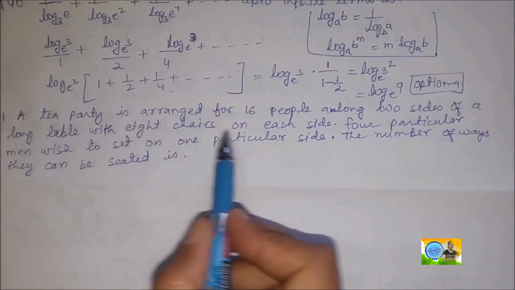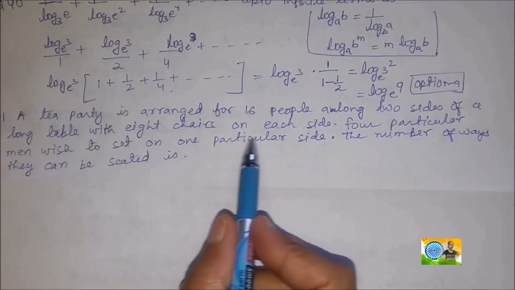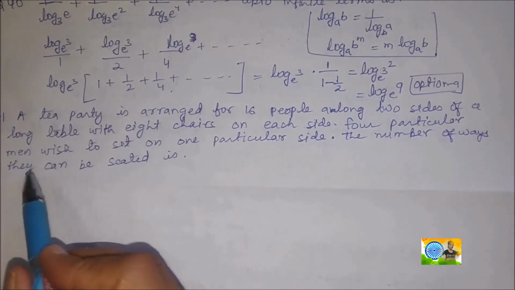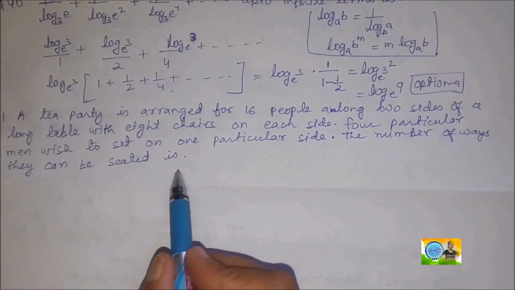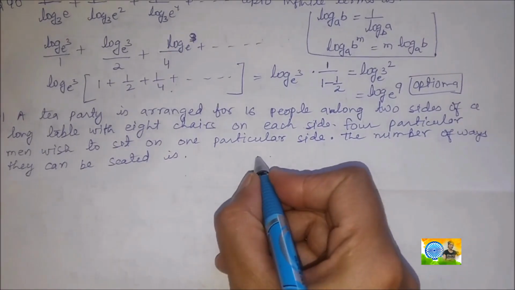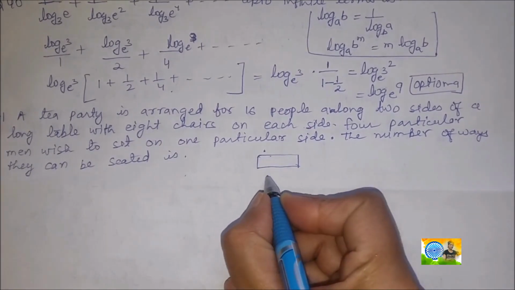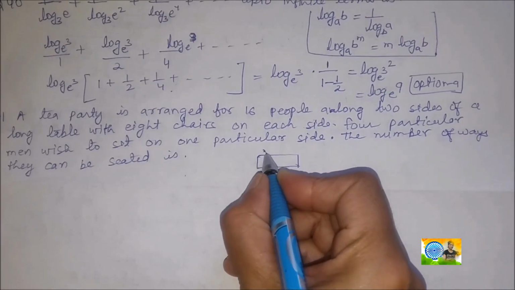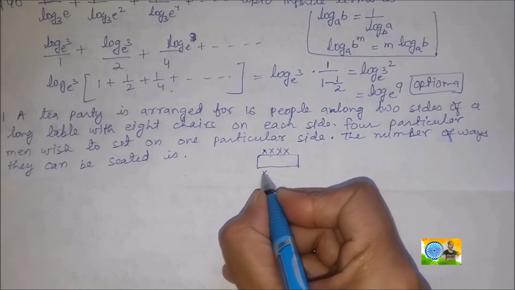A tea party is arranged for 16 people along two sides of a long table with 8 chairs on each side. 4 particular men wish to sit on one particular side. The number of ways they can be seated is. Here, suppose this is a long table and there are 8 seats this side and 8 this side. 4 particular men want to sit this side and 2 particular men want to sit on this side.